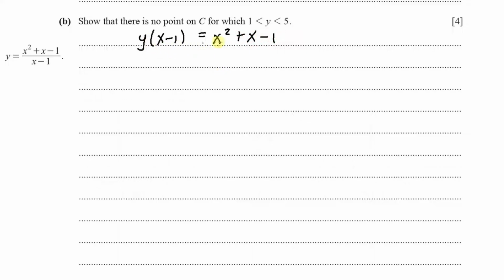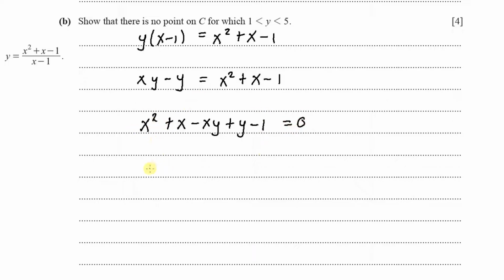I'm going to express this as a quadratic in terms of x and y. That's the aim. So we now have xy minus y equal to x squared plus x minus 1. I'll take everything to one side, taking xy minus y to the other side. So we have x squared plus x minus xy, and minus y becomes plus y, and we have the minus 1 here, all equal to 0. We can simplify this a bit to x squared plus, with x common, (1 minus y) x, plus y minus 1 is equal to 0.